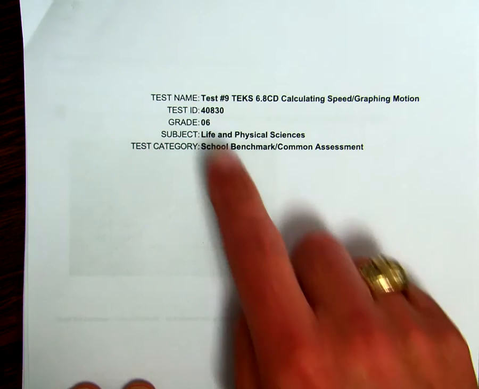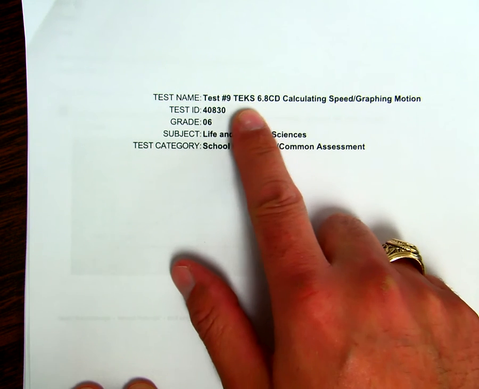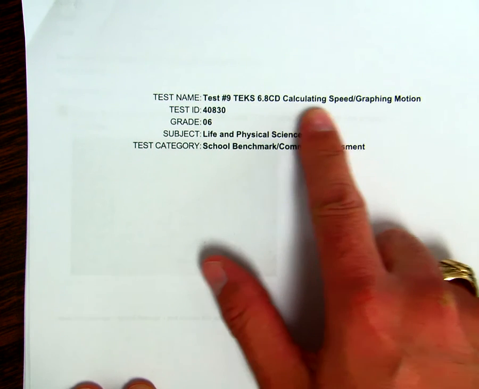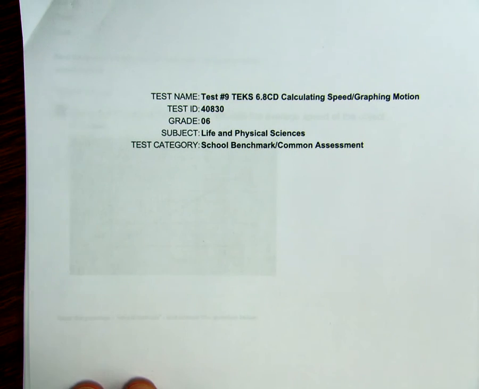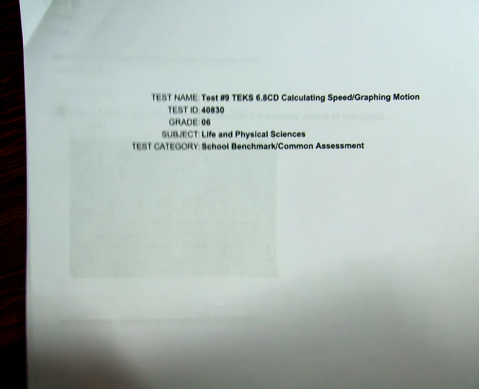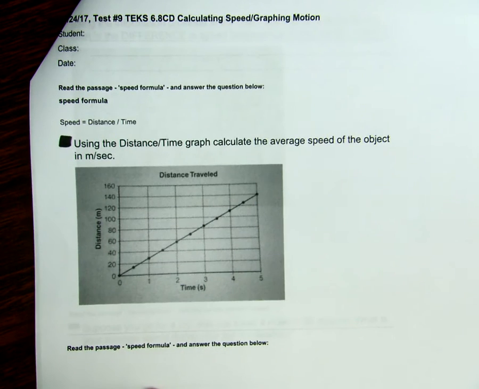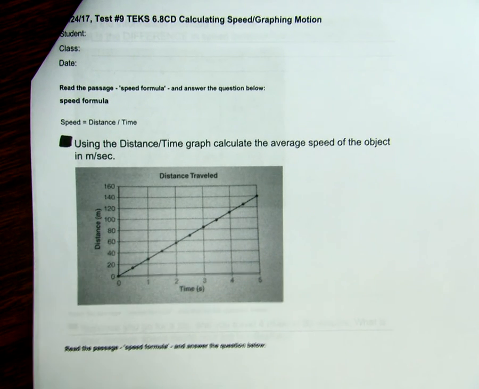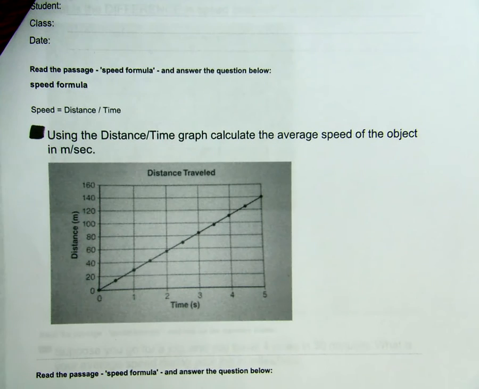All right, so today you're going to be taking test number 9 over TEKS 6.8 C and D, which is calculating speed and graphing motion. Take a good look here at what we got going on.